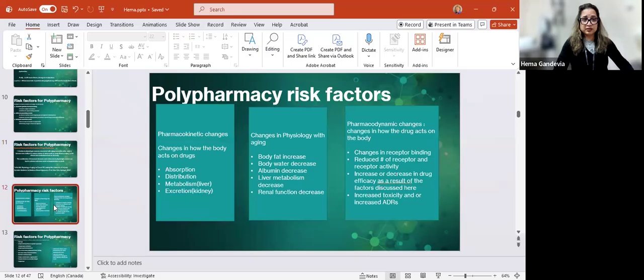So let's talk about polypharmacy risk factors. There are pharmacokinetic changes that happen in each patient's body, and then there's changes in physiology with aging, and there's pharmacodynamics, which dictates how the drug acts in the body. When we talk about pharmacokinetic changes, it talks about changes in how the body acts on drugs. So how is it absorbed? Is this person having some restrictions for absorption, distribution, metabolism, basically if there's any liver dysfunction or if there's any kidney dysfunction, which is involved in excretion of medication.